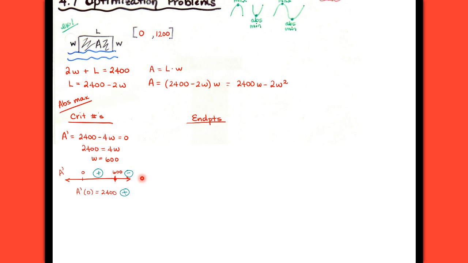All right, so I literally have to state that on this interval, the derivative was positive. On this interval, the derivative was negative. Therefore, there's a relative maximum at 600.